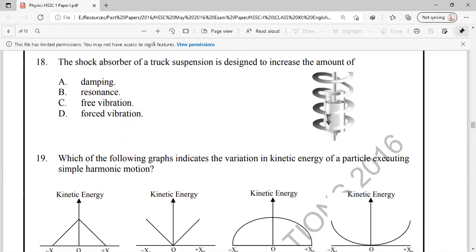Let's come to our question number 18. The shock absorber of a truck suspension is designed to increase the amount of what? We know that shock absorbers are used in vehicles, so that when they are moving on the road and passing through bumps or holes, the vehicle should immediately come to rest after vibrating. The phenomenon involved in a shock absorber is that it is used to increase the amount of damping, so that the vibrating vehicle immediately comes to its equilibrium position. So the correct answer is option A.